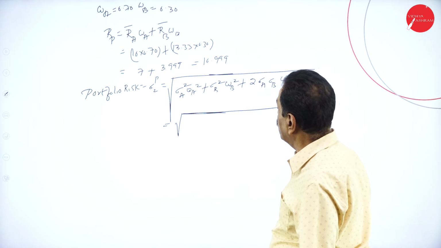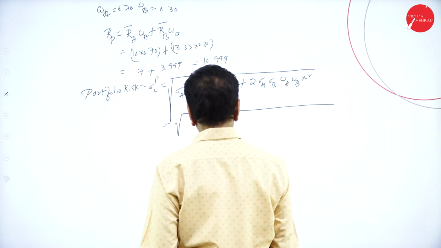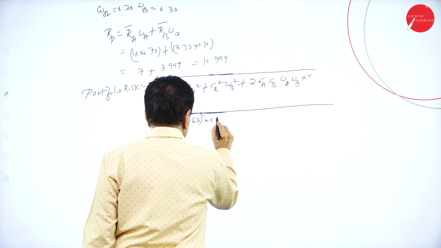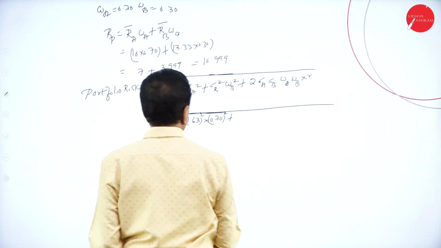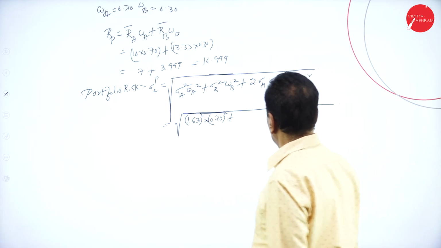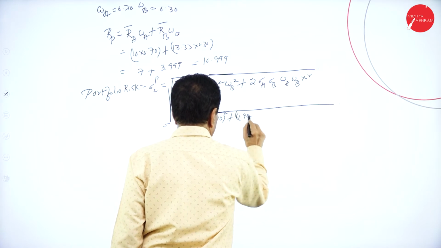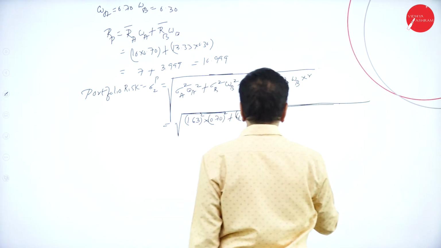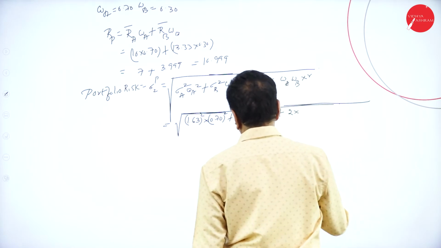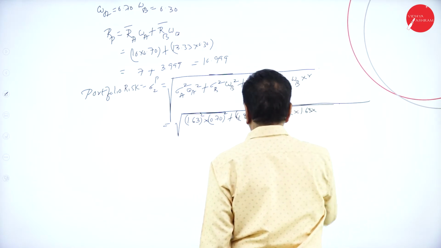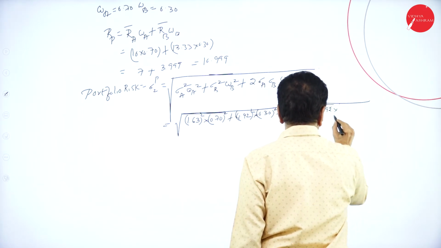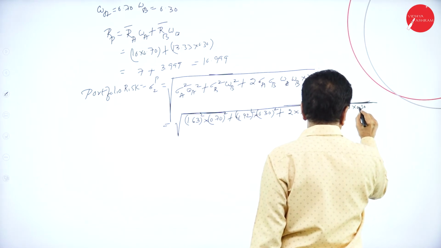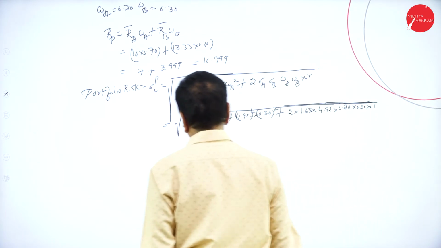What is standard deviation of A? 1.63 whole square into 0.70 whole square plus standard deviation of B, 4.92 whole square into 0.30 whole square plus 2 into standard deviation A, 1.63 into 4.92 into 0.70 into 0.30 into R, which is 1. Simplify this.